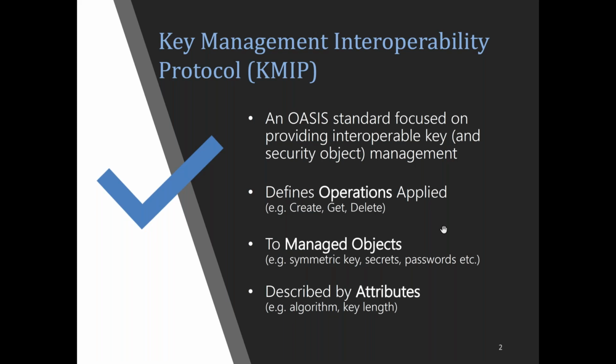The protocol itself consists of three primary elements. Operations, which are the actions that are performed on a set of managed objects, where objects are things such as keys, secrets, and passwords. And they are described by attributes, which you can think of as metadata around that information. The protocol itself is a set of messages that is exchanged over a mutually authenticated TLS channel to provide an underlying secure communication channel.